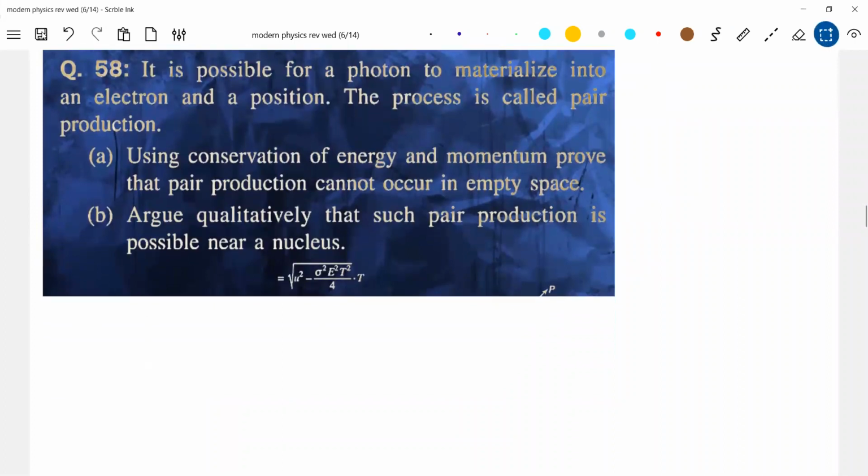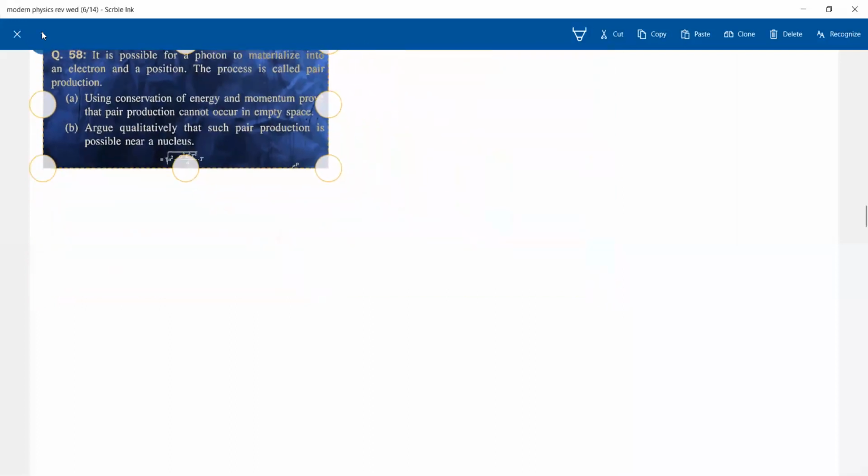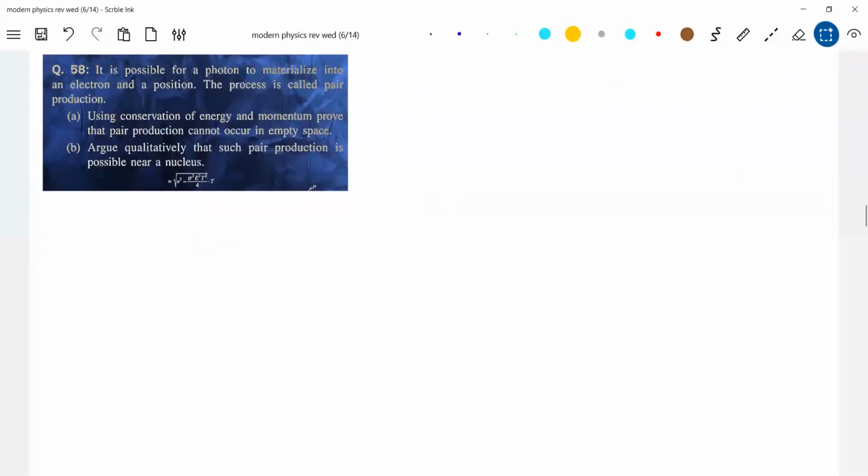This is some annihilation. I think in chemistry you might have come across it. It is possible for a photon to materialize into an electron and a positron. The process is called pair production. Similarly, annihilation means an electron and a positron come together. You check the advanced paper. They have asked even questions of this kind also.